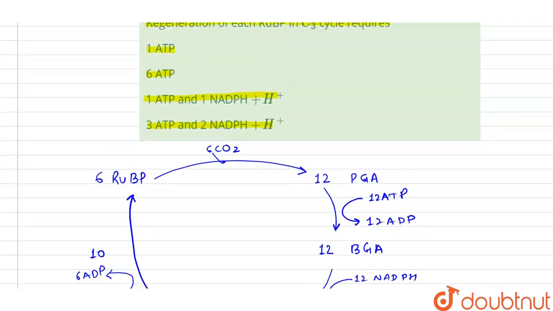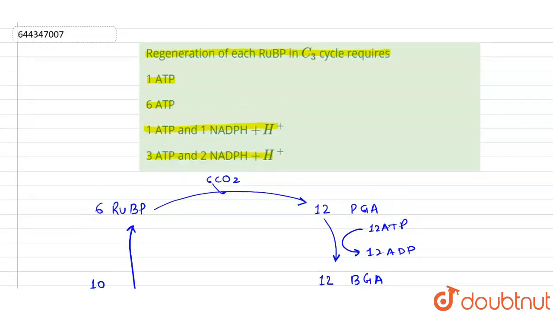So we can see that 6 ATP molecules are required for the formation of 6 RuBP. For the formation of 1 RuBP, we would need only 1 ATP. So if we look at the options, regeneration of each RuBP in the C3 cycle would require only 1 ATP. So 1 ATP is the correct answer to this question.